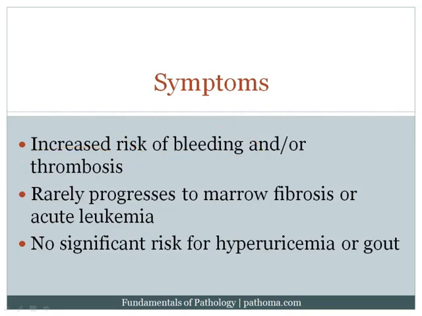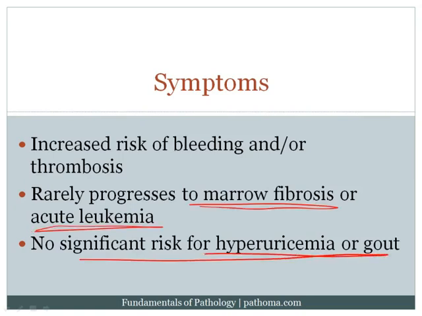Now, most of the myelodysplastic syndromes have the ability to eventually burn out, and they would result in marrow fibrosis. However, this disease rarely goes to marrow fibrosis. Most of the myeloproliferative disorders have the ability to develop into acute leukemia. This disease rarely develops into acute leukemia. What is particularly important is that there is no significant risk for hyperuricemia or gout.